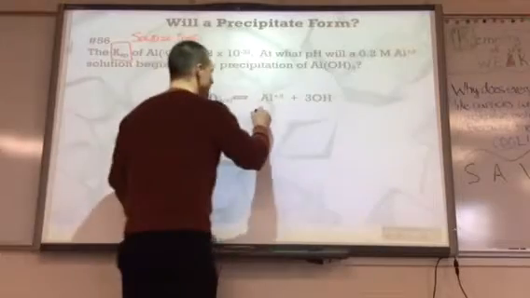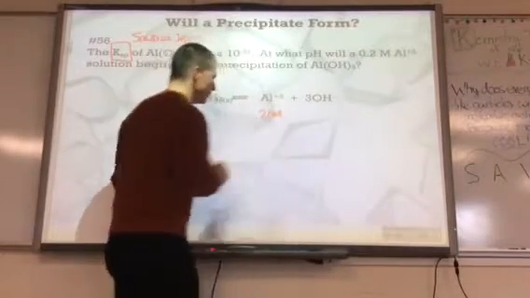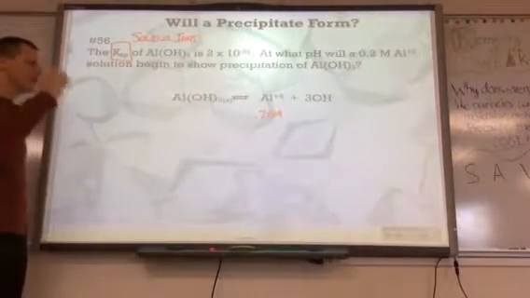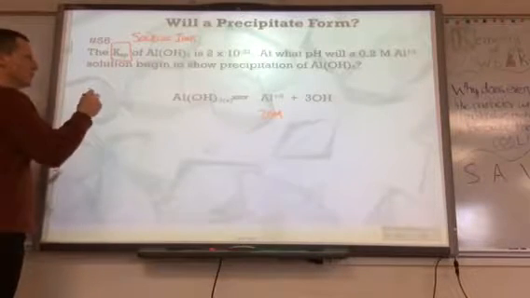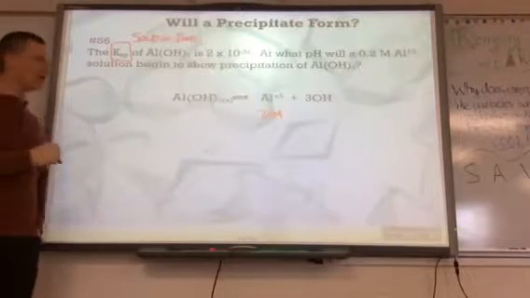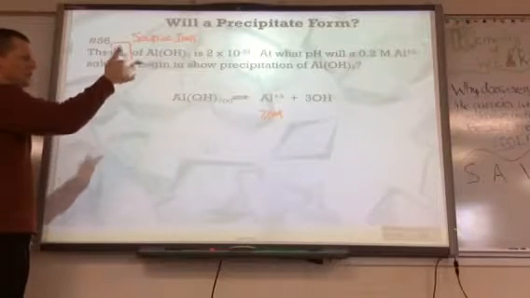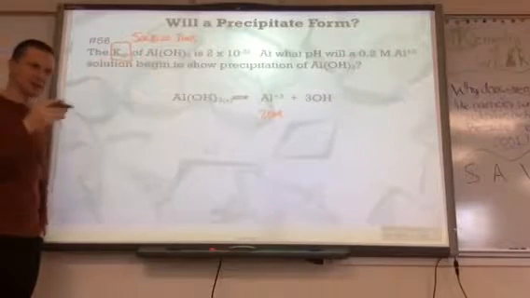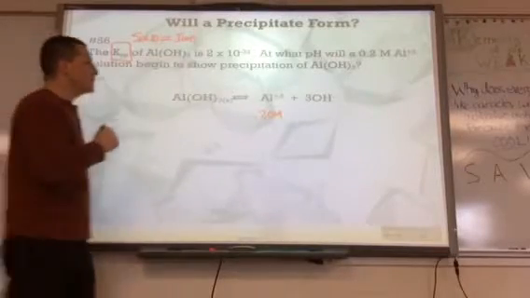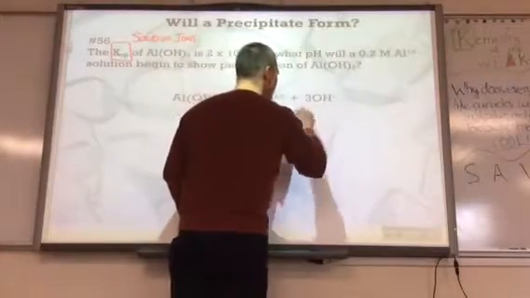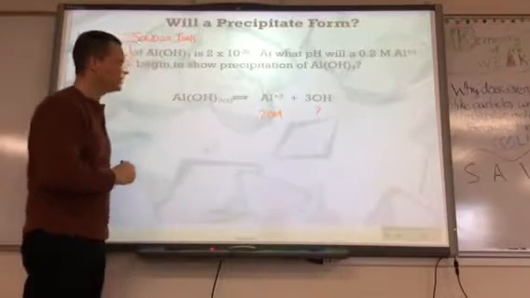We're given 0.2 molar aluminum solution, and we start adding hydroxide very, very slowly until we start to see a precipitate form. At what pH? In other words, what is the concentration of hydroxide that it would take to get a precipitate of aluminum hydroxide? So this is the unknown.